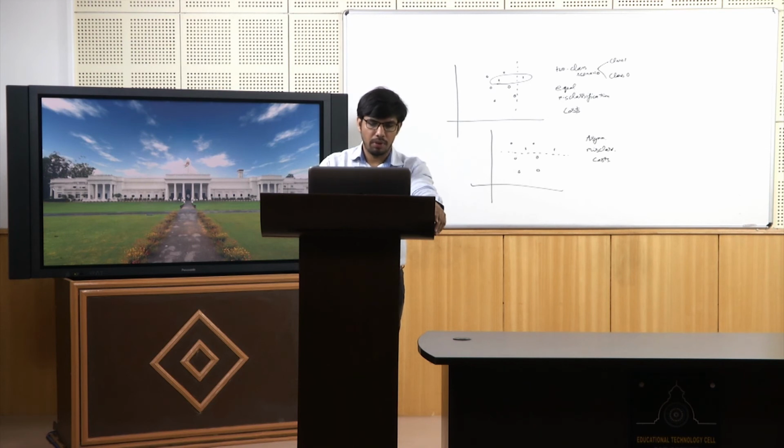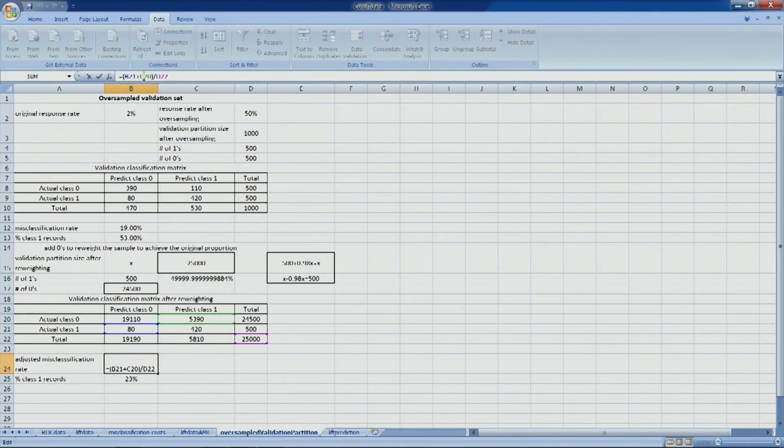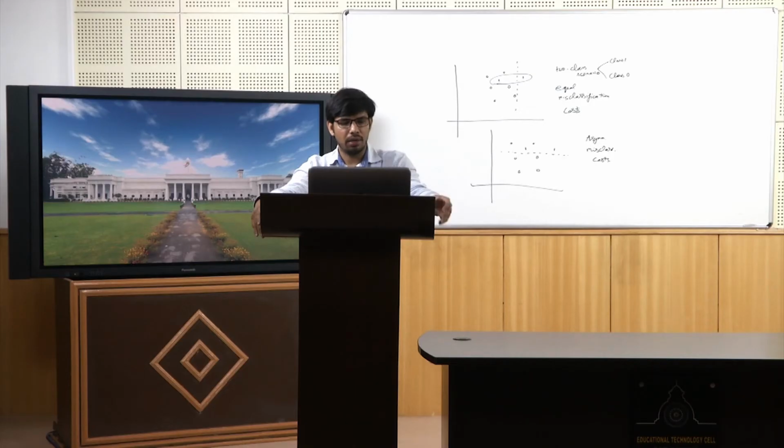Following the same procedure as before, we can look at the off-diagonal values to find out the error, and now we get the new number, that is 21.88%. The earlier misclassification rate was 19%, which was slightly lower than 21.88%. So once we remove the oversampling effect, you can see that the misclassification rate has jumped by almost 3 percentage points.